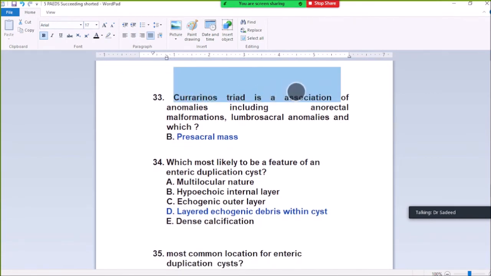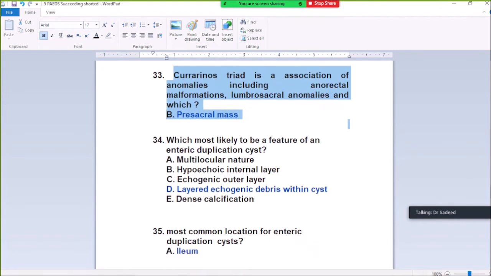33. Currarino's triad is an association of anomalies including anorectal malformation, lumbosacral anomalies, and a presacral mass. Currarino's triad shows anorectal malformation, lumbosacral anomalies, and presacral mass. 34. Which is most likely to be a feature of an enteric duplication cyst? Layered echogenic debris within the cyst. No other feature makes any sense. Duplication cyst shows layered echogenic debris within the cyst.